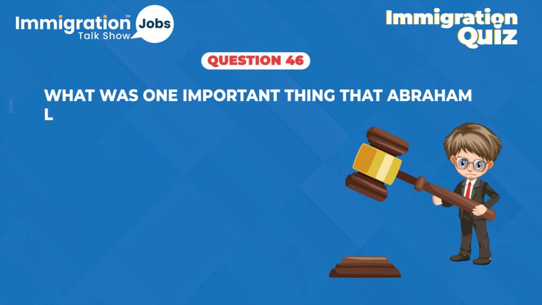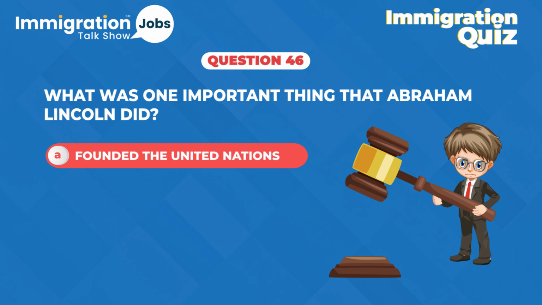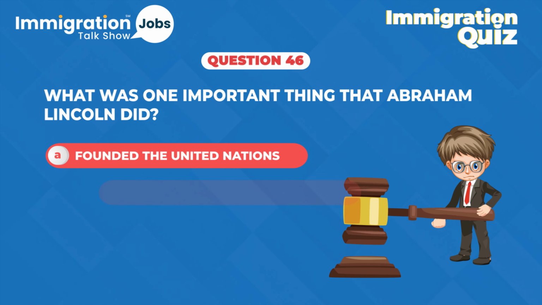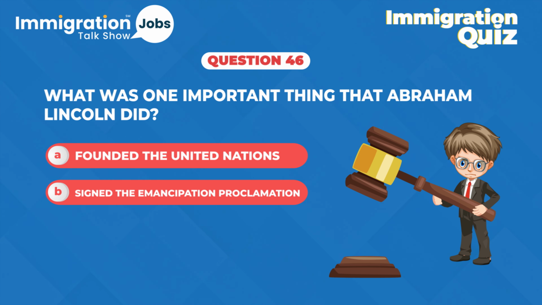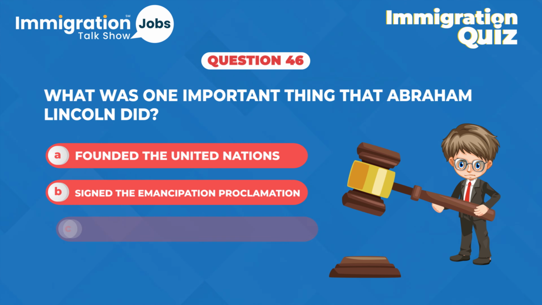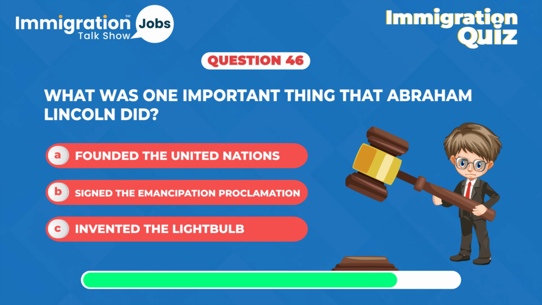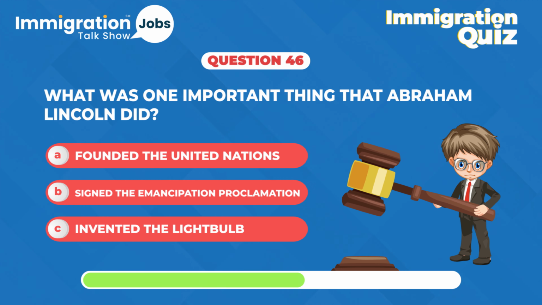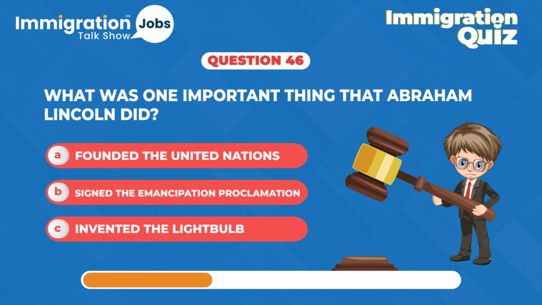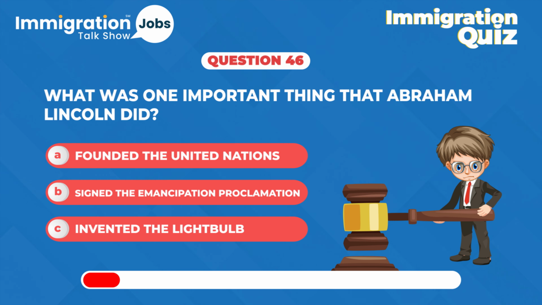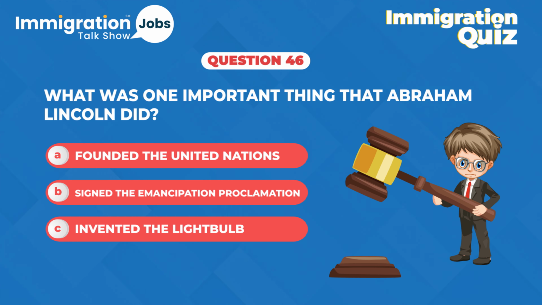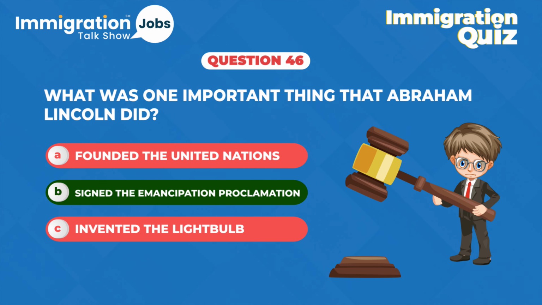What was one important thing that Abraham Lincoln did? Option A, founded the United Nations. Option B, signed the Emancipation Proclamation. Or option C, invented the light bulb. And the correct answer is option B, signed the Emancipation Proclamation.